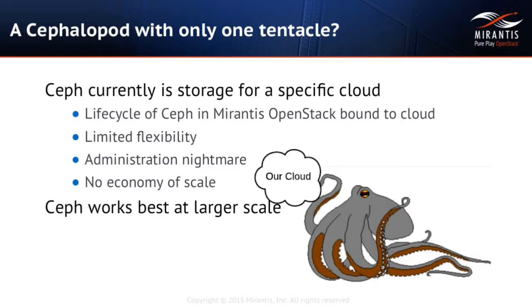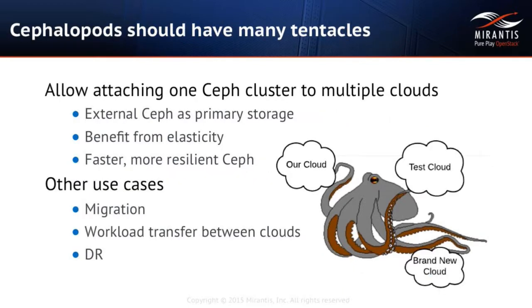So what can we do about it? As a cephalopod has many tentacles, you should be able to attach a lot of different clouds to your Ceph cluster. But what we need to do that is we need to be able to deploy Ceph as primary storage and an external Ceph as primary storage. So I have one cloud that I build Ceph with, or I build an entirely external Ceph cluster that just happens to be on my storage network.